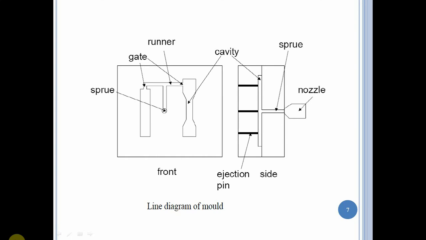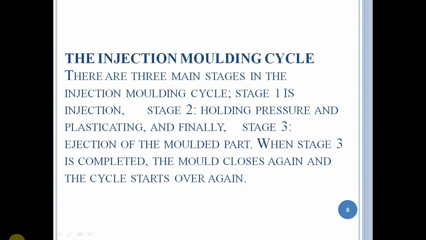Injection molding provides the highest production rate of producing plastic parts at low cost. This is the most important benefit of the injection molding process.